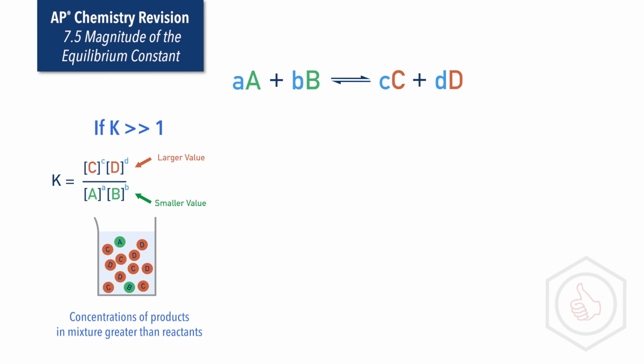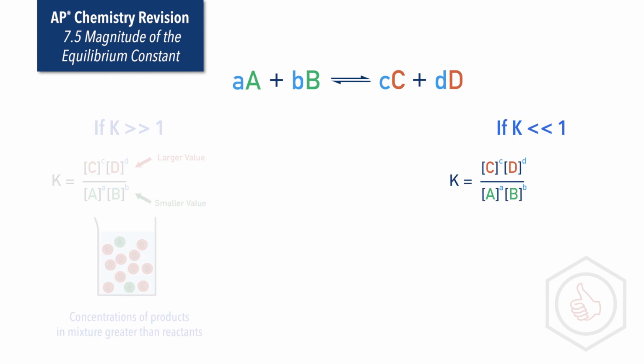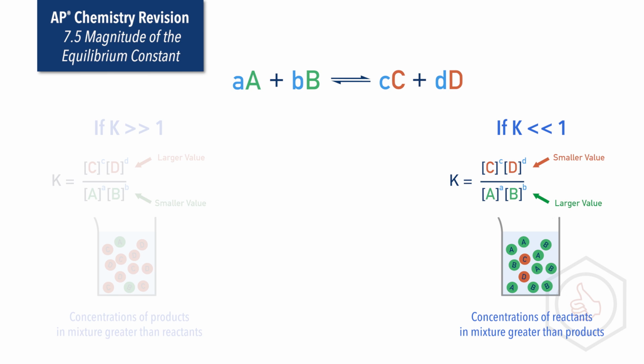If, however, a value of K is very small, this tells us the numerator, so product amounts, is much smaller than the denominator, the reactant amounts. This tells us only a tiny amount of product has been formed. The equilibrium mixture contains primarily reactants, so the reaction hasn't noticeably occurred.